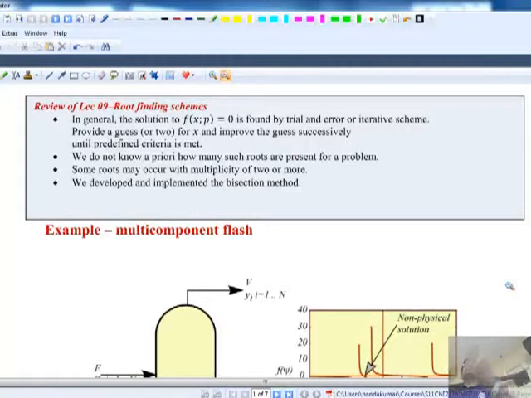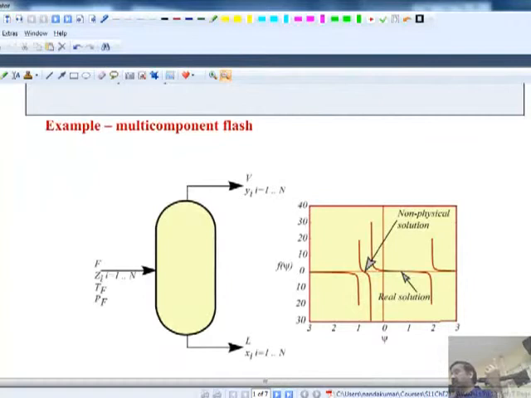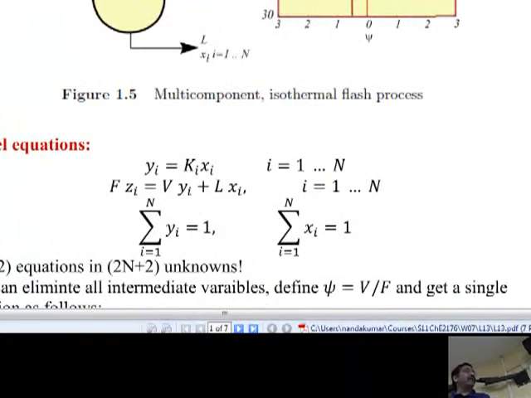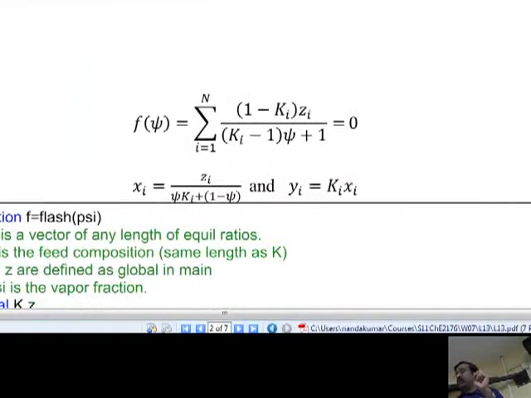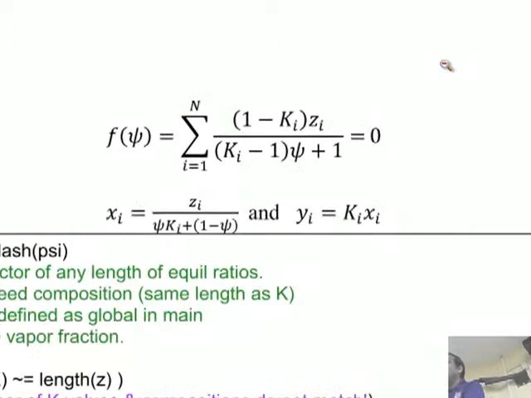Now, these problems occur in many cases in chemical engineering, so we are taking the flash as one example. The reason I took the multi-component flash is that even though it results in a large number of equations, it is easy to eliminate all the intermediate variables and reduce it to a single nonlinear algebraic equation in a single variable. And that's what we did in one of the previous lectures, the so-called Rachford-Rice equation, which you will see later.